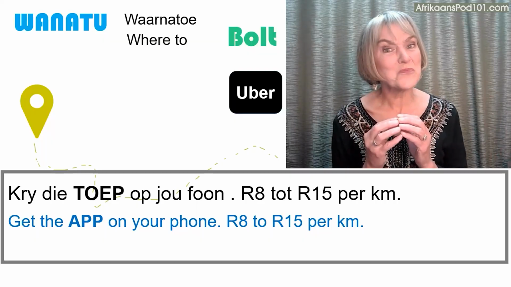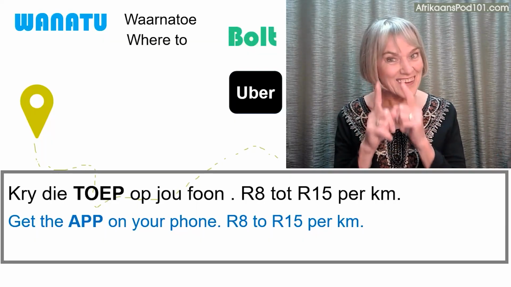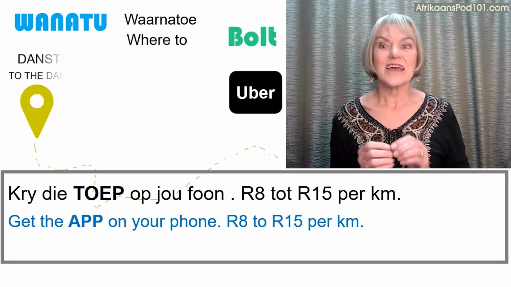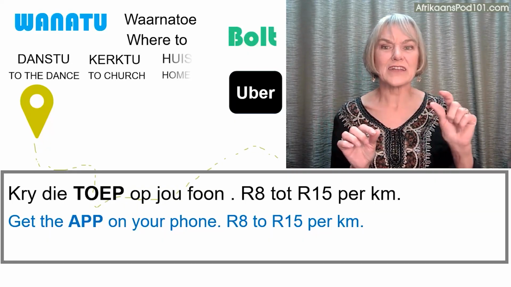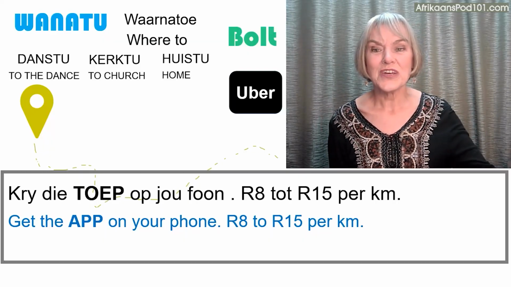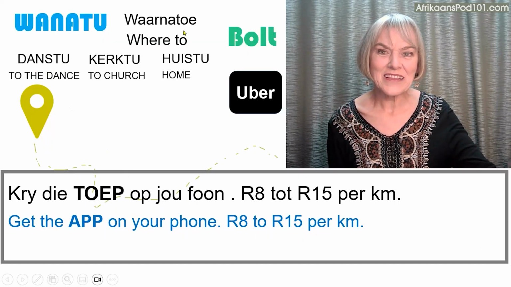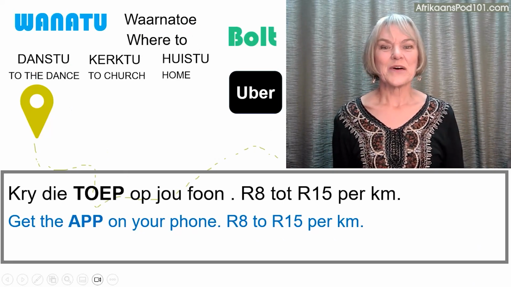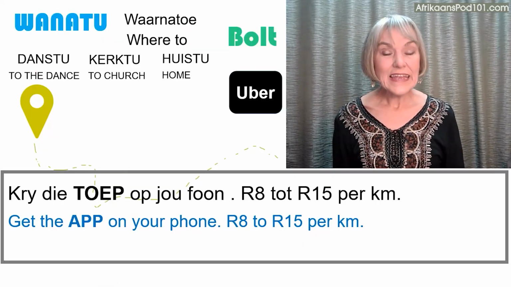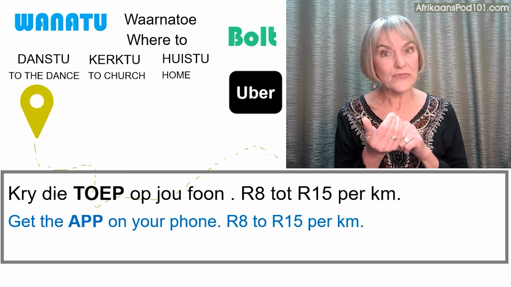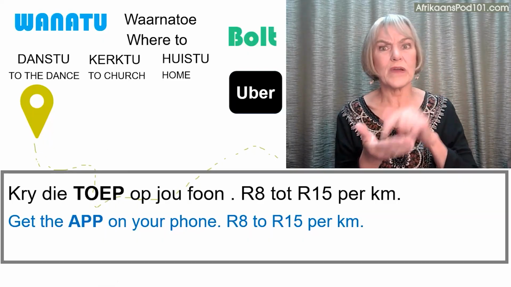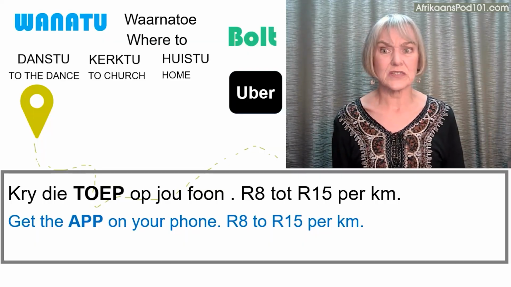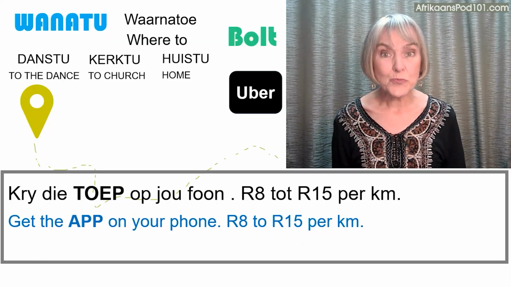And if you want to practice your Afrikaans, then go for Vanatu, because all the drivers can speak Afrikaans, Vanatu. And they've got on their cars, they've got dance to, kerk to, huis to. And of course, the to is not really spelled like that. It's spelled like that, T-O-E. But it's just a gimmick that they use. So that's another option. So kry die toep op jou phone. If you get the app on your phone, you can just click on the app and say where you are and where do you want to go, and within minutes you'll have a ride. Very efficient. So kry die toep op jou phone.